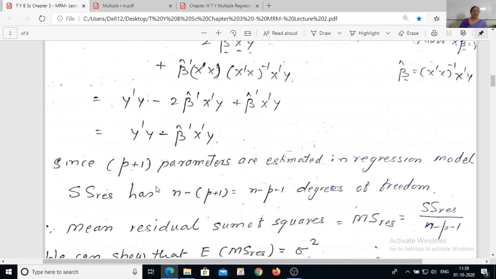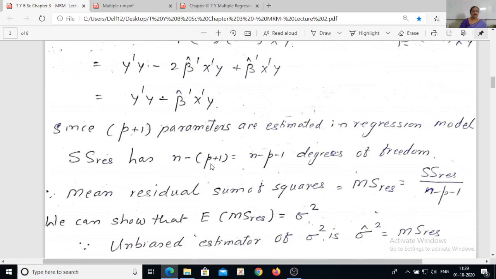Now how many parameters are we going to estimate in this regression model? P plus 1: beta naught and beta 1, beta 2 up to beta p. Therefore, a total of p plus 1 parameters are estimated in this regression model, and therefore residual sum of squares will have n minus (p plus 1), that is n minus p minus 1 degrees of freedom.